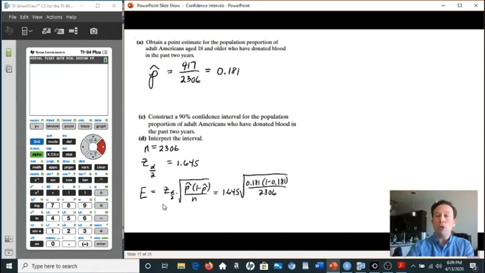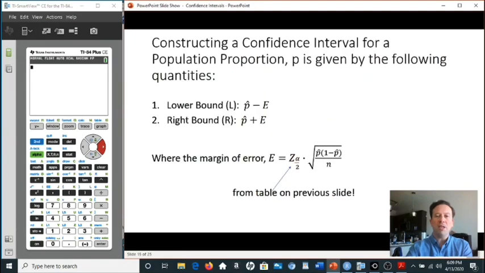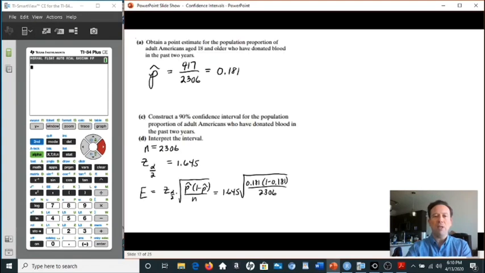I'm going to compute the margin of error first. The margin of error is just by multiplying these quantities. So the z value is 1.645. P hat, we found that already, the point estimate, 0.181. And you subtract that from 1 and multiply those and divide by 2,306. Again, that's just coming from this formula on this slide here. As long as you have the formulas, you can just plug in the numbers and bam. The margin of error is 0.013.